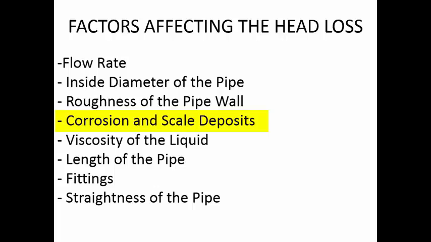Next one is corrosion and scale deposits. If you are having corrosion, it means whatever smooth pipe is there is going to become rough, and you are having some unwanted material which is deposited on the surface of the pipe. Then you are having scale deposit. Scaling means some salt or some other material which is formed on the inner surface of the pipe. So all these things are going to increase the turbulence or create resistance to the flow. Because of all these things, again the head loss or pressure losses are going to increase.